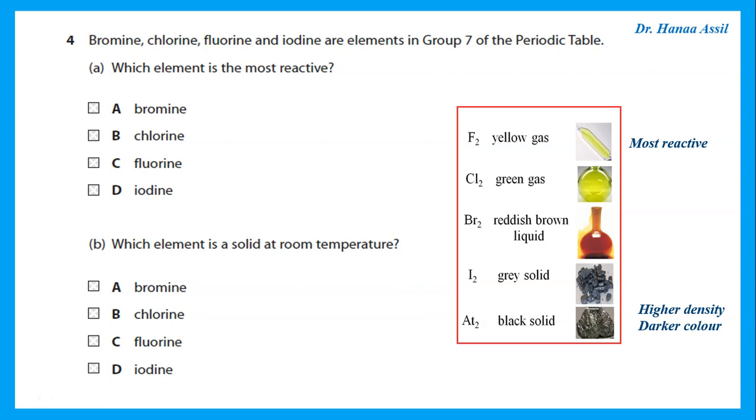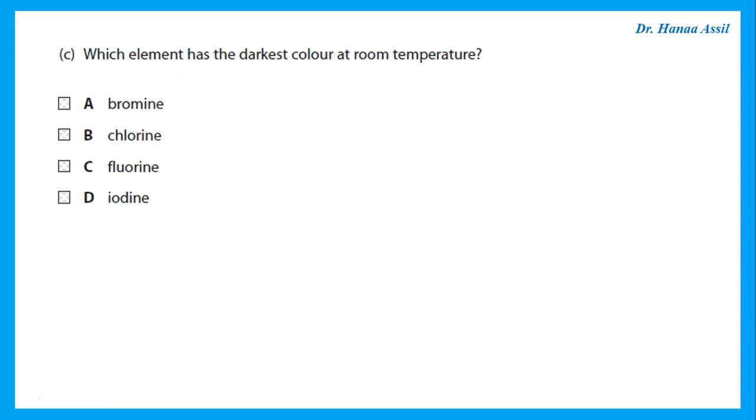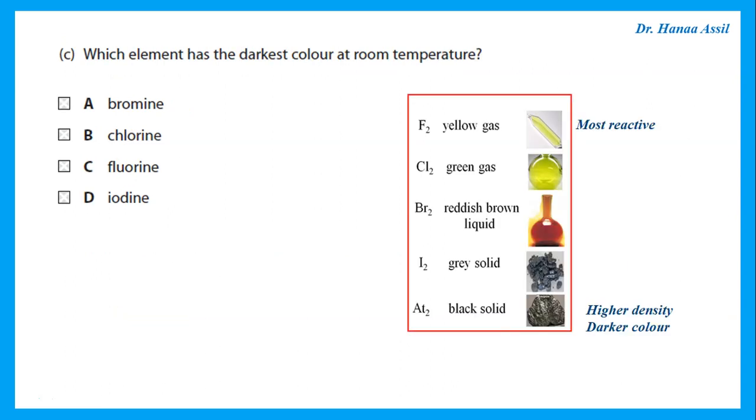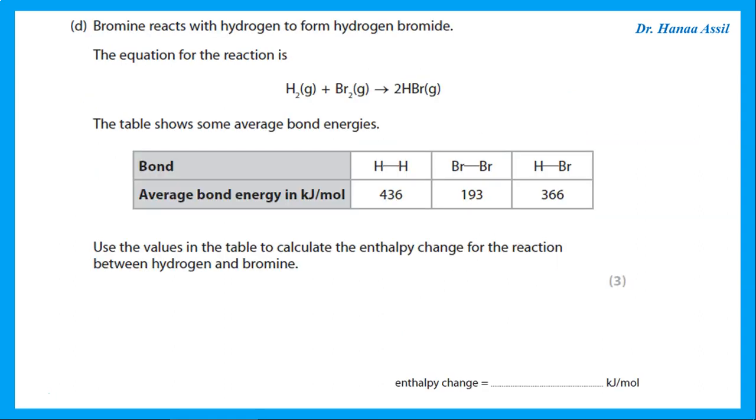Okay, so the first question says which element is most reactive? We said the one on top, fluorine. Which element is a solid out of these choices? Remember, iodine and astatine below it are the solids in group 7. Which element has the darkest color? Again, as we go down, the color gets darker. So out of my choices, iodine has.